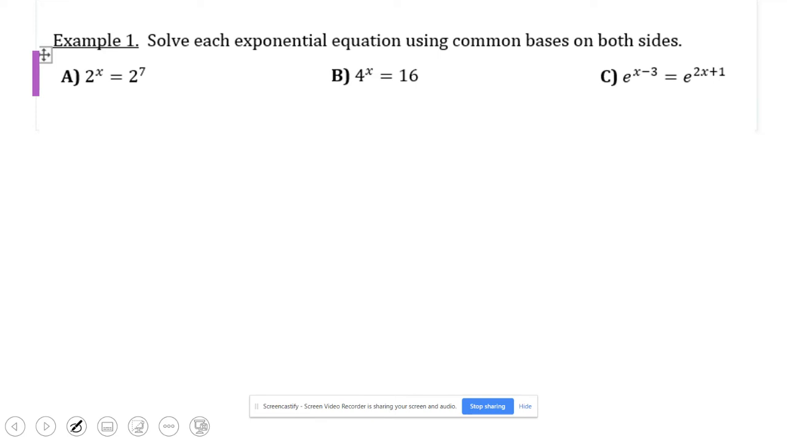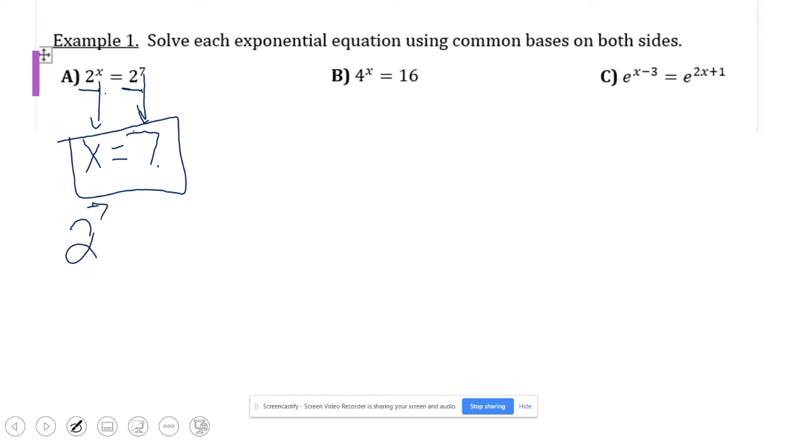Let's try some. The first question is, are the bases the same? And in this case, they both are. They're both 2. So because they're both 2, we can ignore the 2's for right now and look to their exponents. On the left side, we have x. On the right side, we have 7. X is equal to 7. That makes sense because if I replace the x on the left with 7, then that looks exactly the same as the number on the right, 2 to the 7th.